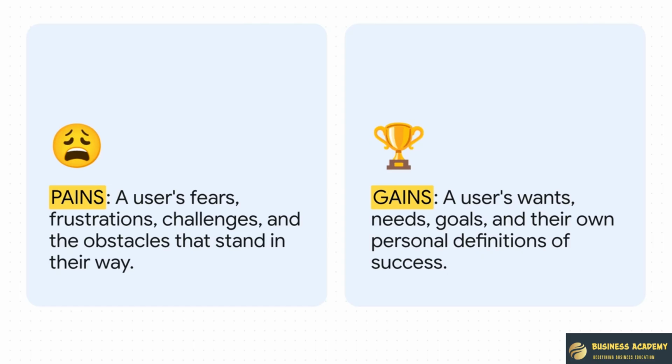Everything gets boiled down into two super important categories: pains and gains. Pains are all about their fears, frustrations, and obstacles. Gains are all about their wants, their needs, and what success looks like to them. Honestly, understanding this is where the magic happens. This is where you uncover the real opportunities to make a difference.